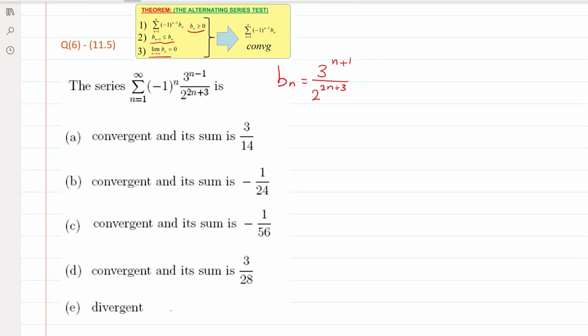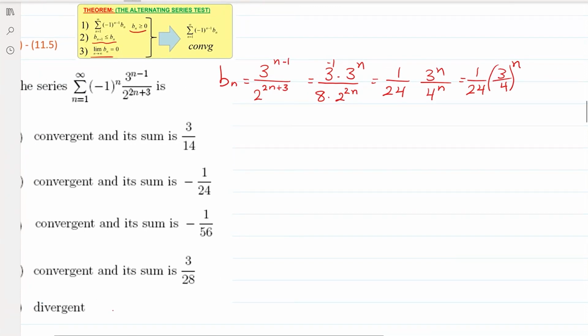Let me try to write it as something to the power n. 3 to the power n plus 1 is 3 to the power n minus 1, so it will be 3 to the power minus 1 times 3 to the power n. And this one here will be 2 cubed, 8, times 2 to the power 2n. This is equal to 1 over 24 of 3 to the power n over 2 to the power 2n. Can I write it as 4 to the power n? Sure, you can. It is 1 over 24, 3 over 4, all to the power n.